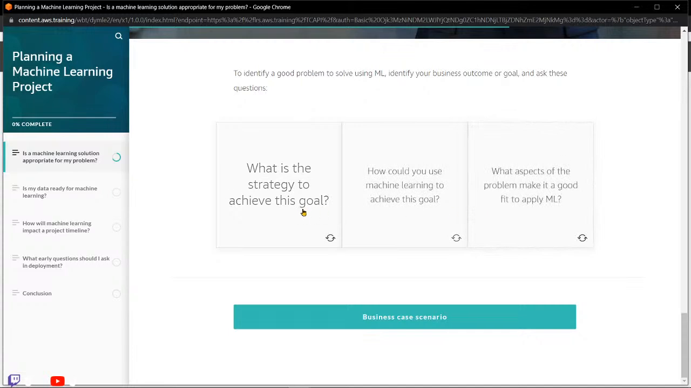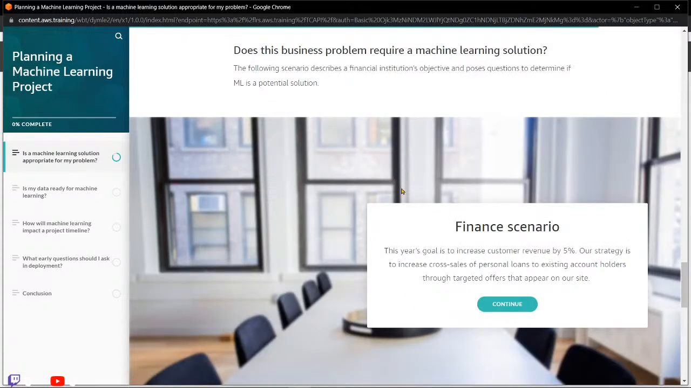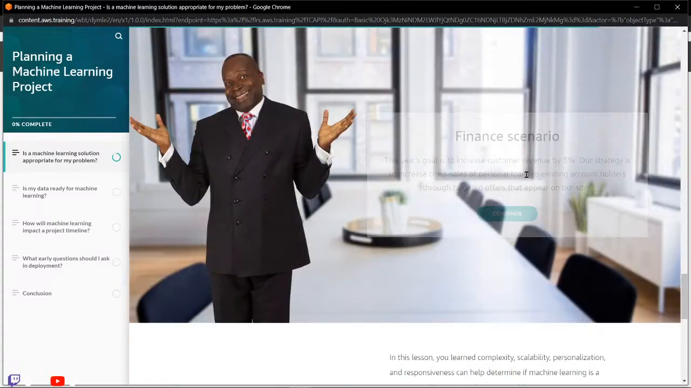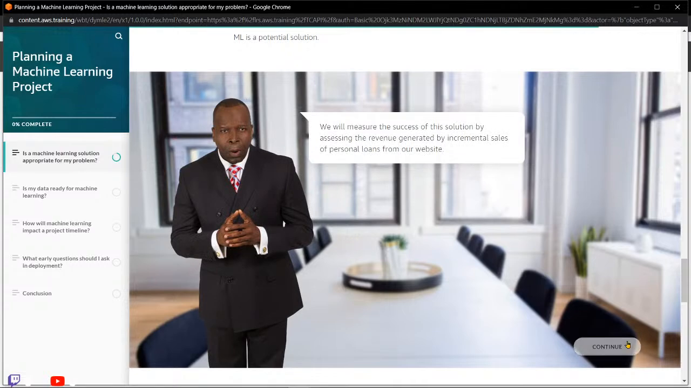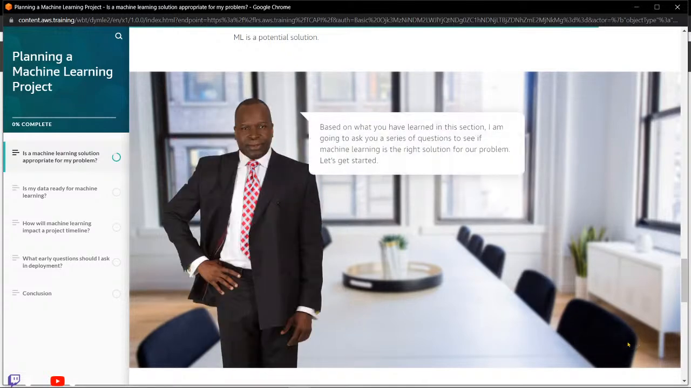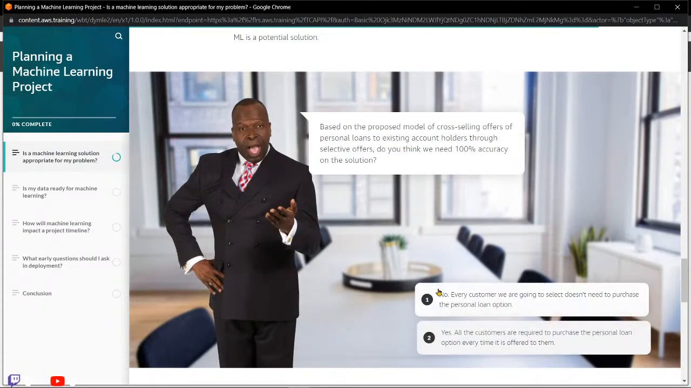So you can go through that. I'm silently reading these. Based on the proposed model of cross-selling.